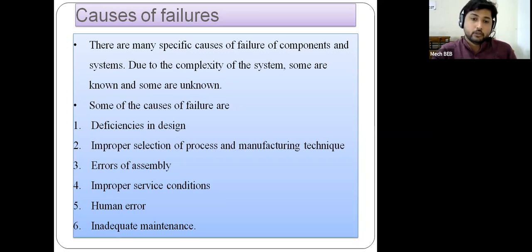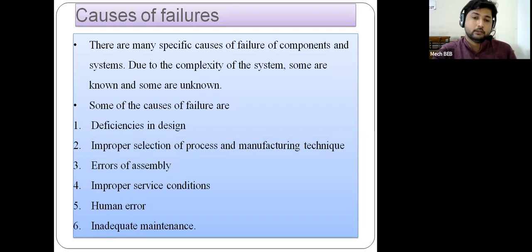Some products fail due to inappropriate service conditions, like not providing proper oiling or greasing, or not performing the servicing of that particular product. Because of that also, the products will fail. Then some fail because of human errors, where damage happens to the products.